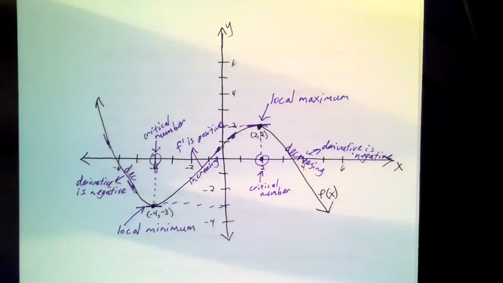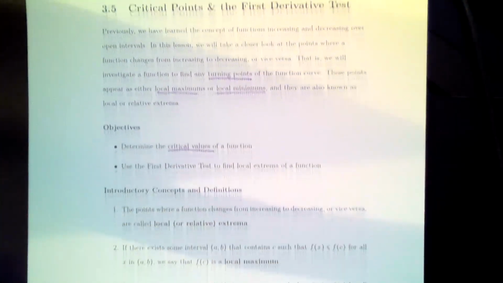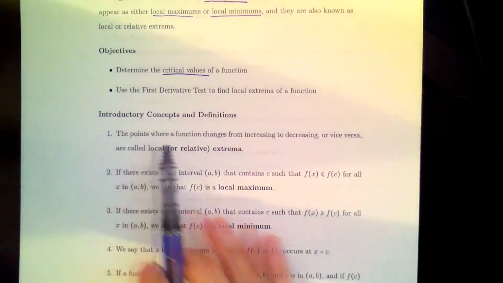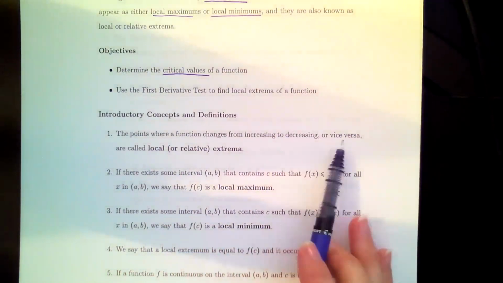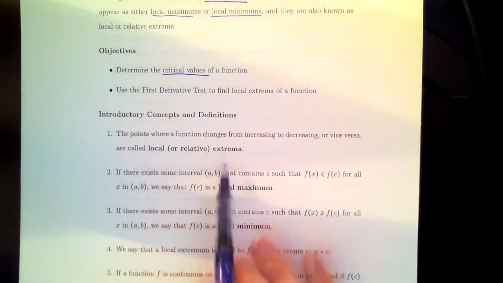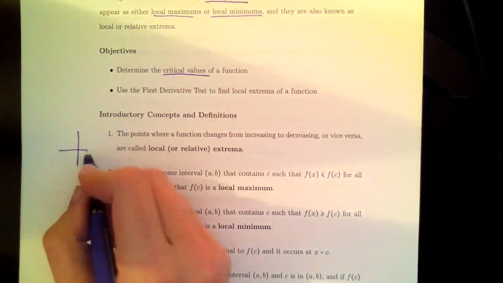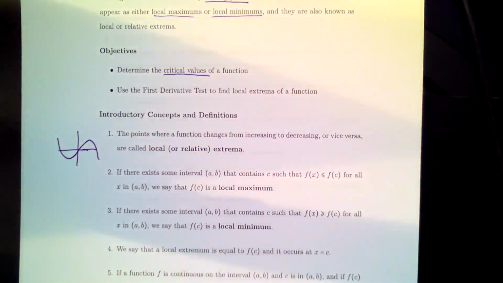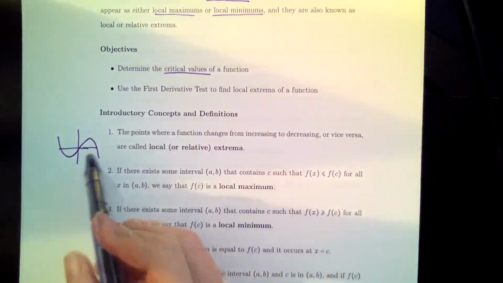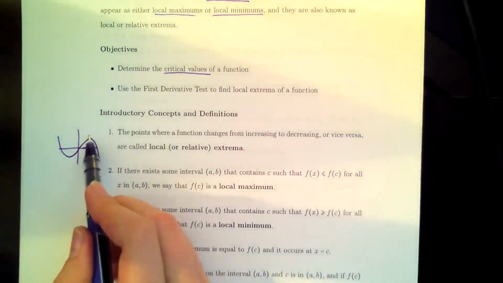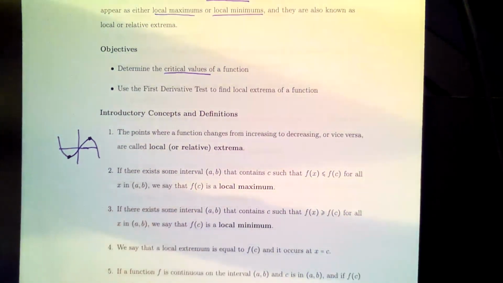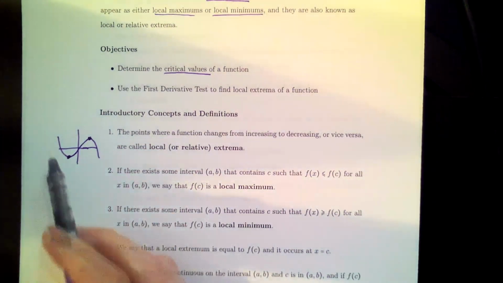We'll go back to our definition. All right, so here's where they formally define everything. The points where a function changes from increasing to decreasing or vice versa are called local extrema. And we had pictures of those on my little doodle there. We had a local min and a local max. So local maximums are the tops of these, the localized high points. And local minimums are the localized low points on your graph, low turning points.